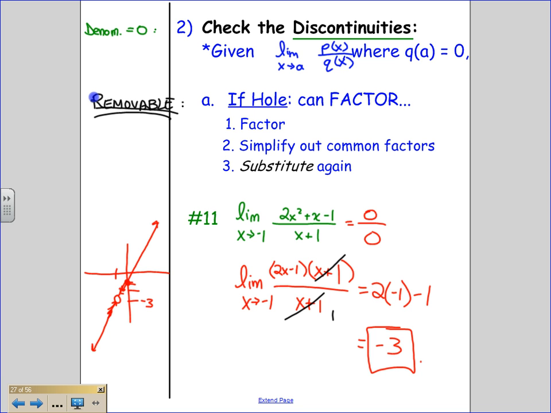So what does the algebra let me do? It lets me say, cool, there's a hole. I'll get rid of it. Sweet, plug it in. Got it, I'm done. I'm filling the hole, or I'm removing the hole and making it continuous. So if I have a hole, I can factor it out, no problemo.